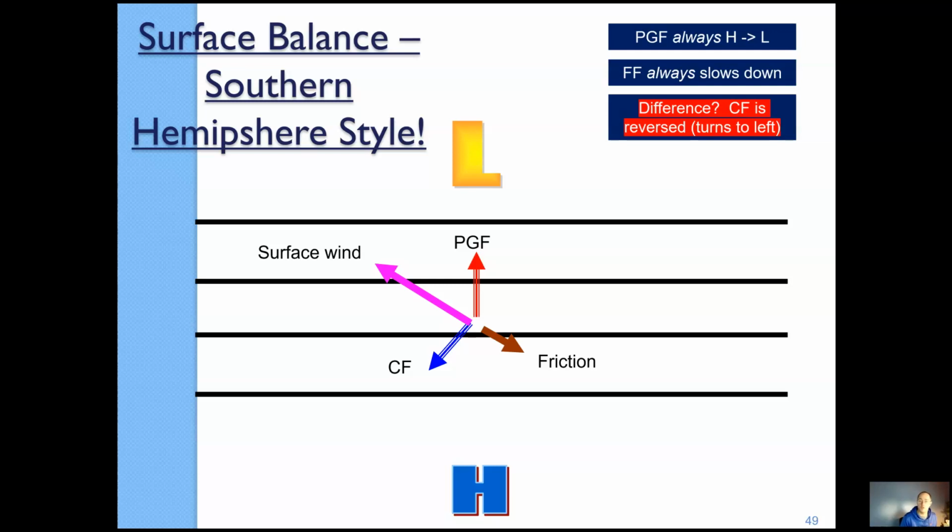But in the southern hemisphere, the Coriolis force is reversed. It's turning the wind to the left, as you can see here in this schematic. And so similarly, we can draw a pressure gradient force. Realize that since we're in the southern hemisphere, we're going to go clockwise around the low.